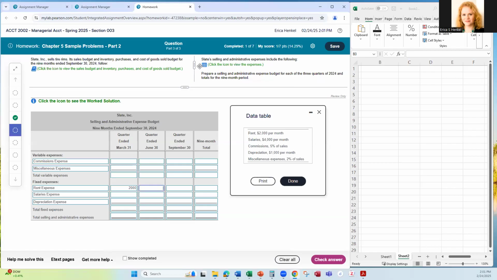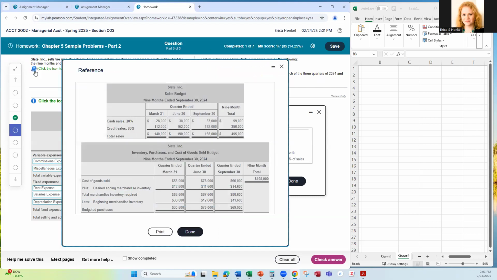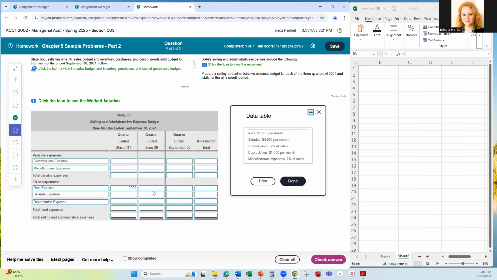One second here, you may have different numbers than I have here, so just be aware of that. I have rent here of 2,000. Oh, it's 2,000 per month, but this is for a quarter. Sorry, so 6,000. So we've got to multiply that times 3. By the way, this is monthly, and we're doing quarters, so watch out for that. For the 9 month total, we're going to have 18,000 here.